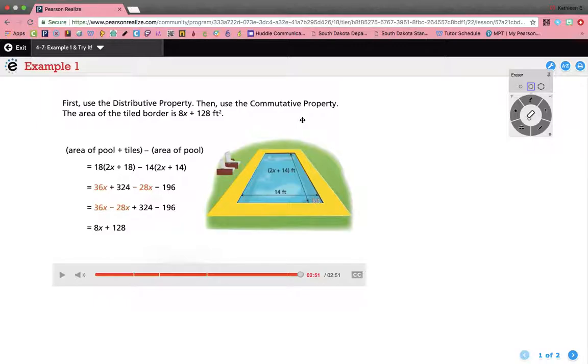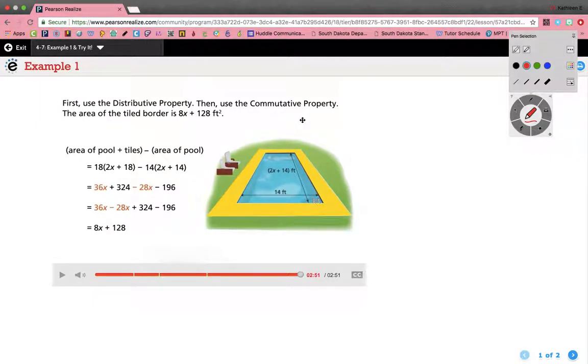All right, so if we look here, the area of the pool plus the tiles. We found the area of the pool because it was its length, 2x plus 14, times its width, which is 14. So that's how they got here. 14 width times length. And then we had the 18 times 2x plus 18.